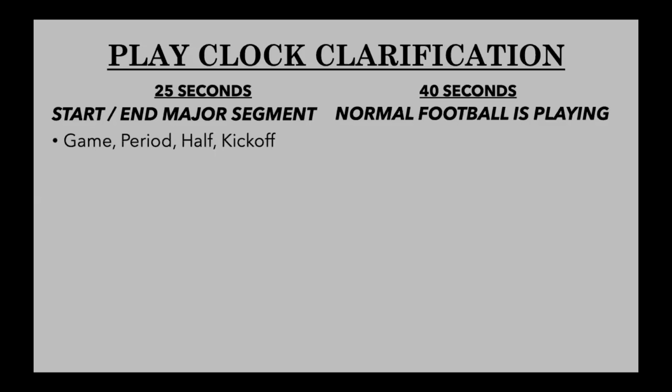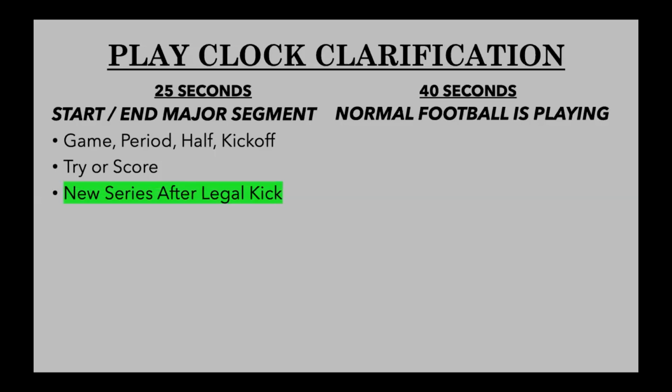Well, let's talk about the 25 seconds first. When we start the game, the period, a half, or kickoff. When we have a try after a score. Or when we have a new series after a legal kick, the 25-second clock is going to be in play. It's highlighted in green because that's a clarification that Federation put in. That was something we were already doing by interpretation last year.